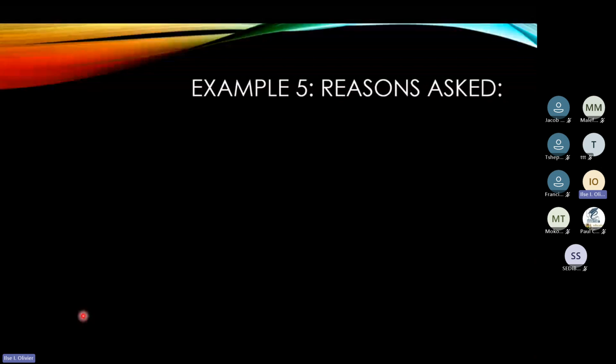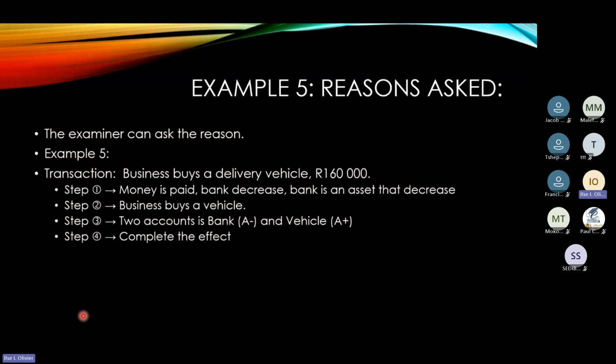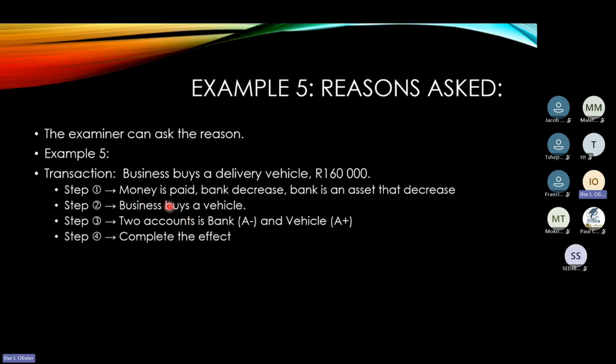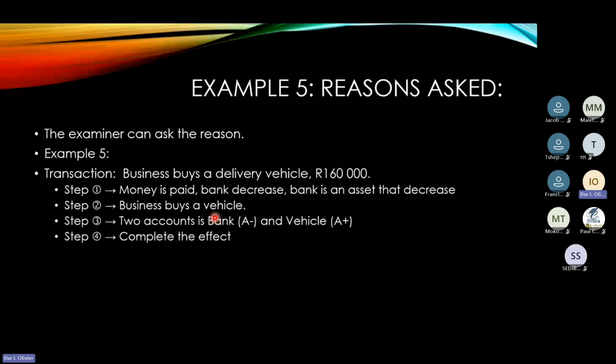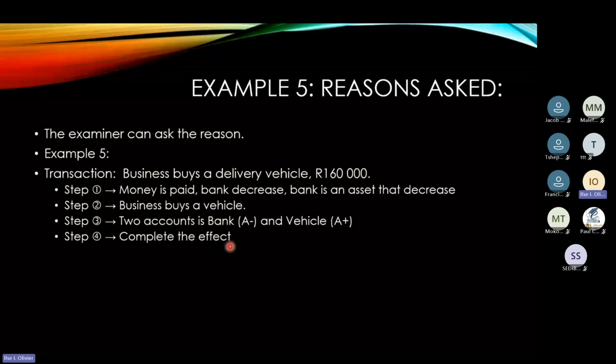Another example can be that they can ask reasons why this particular transaction happened. For instance, the transaction: the business buys a delivery vehicle for 160,000 Rand. Okay, so the money is paid, the bank decreases. Bank is an asset that decreases. You buy a vehicle. A vehicle is an asset, and then you receive the vehicle, so your assets will increase. Your two accounts are bank and vehicles, and now you complete the effect.